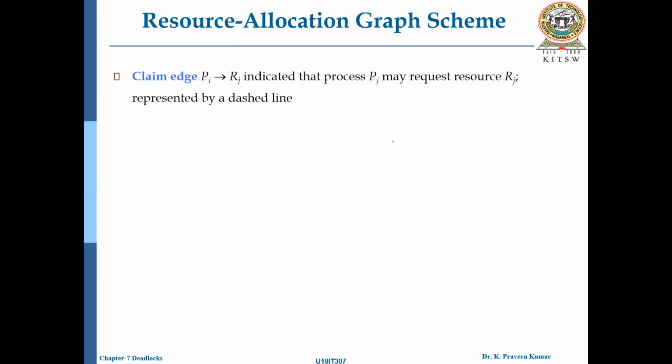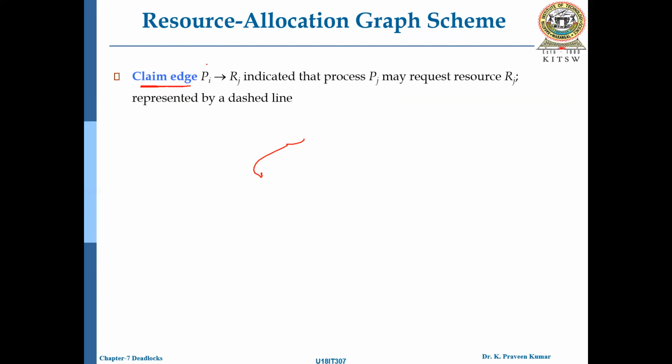Before going to Banker's algorithm, we have to know the resource allocation graph scheme. You have already seen the resource wait-for graph, right? Now one more edge, called the claim edge, is going to be added to this graph.